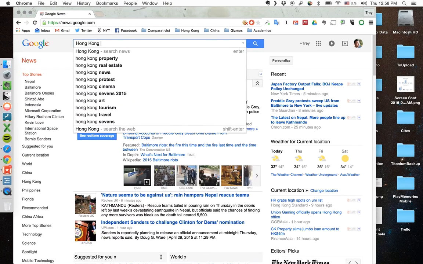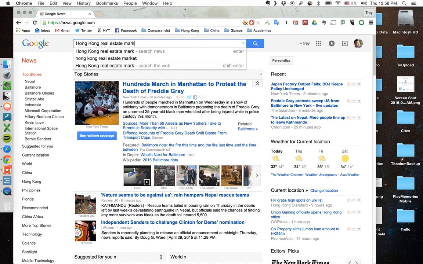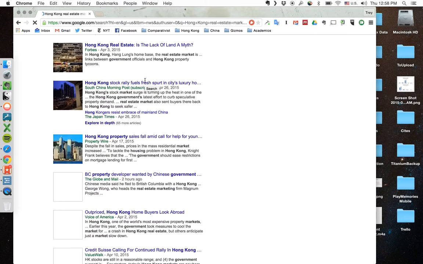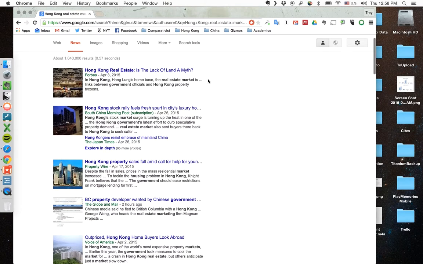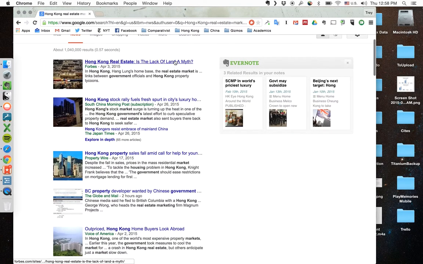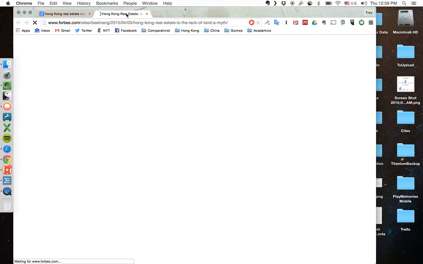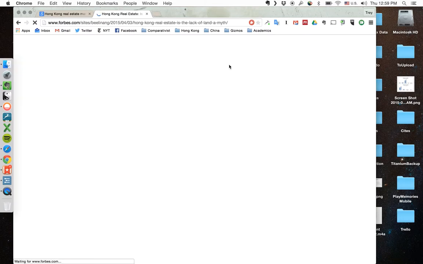So, Hong Kong real estate market government. All right, so let's just see if we can get some random quotes. Is land lacking? Here's a Forbes story. Let's check that one out. But what I'm doing right now is I want to see what the government itself said, right?